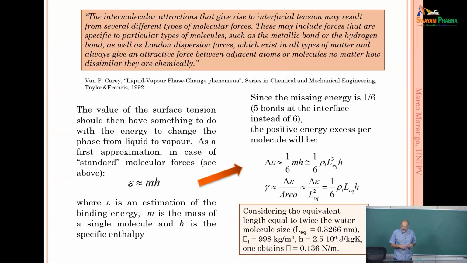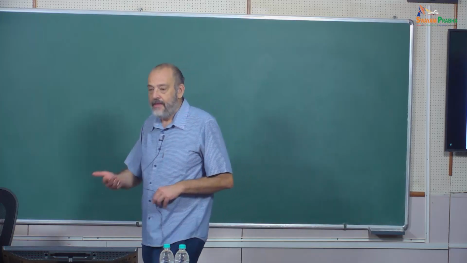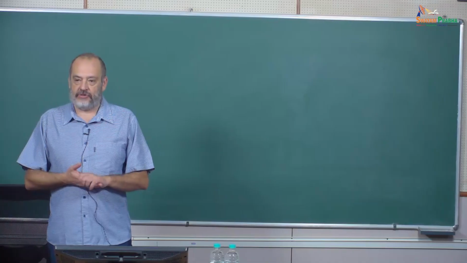Then we can write that it is 1/6 of the mass, which at the macro scale means the density multiplied by an equivalent length of the molecules, let's say this kind of size of the molecules. And what is gamma, the surface tension? It is this difference of energy divided by the area. In this case, the area, if we have an equivalent length, is nothing else than L squared. So at the end, we land with gamma, which is in fact 1/6 of rho L, a dimension, multiplied by H, the enthalpy.